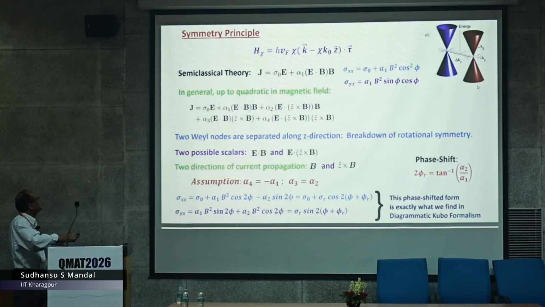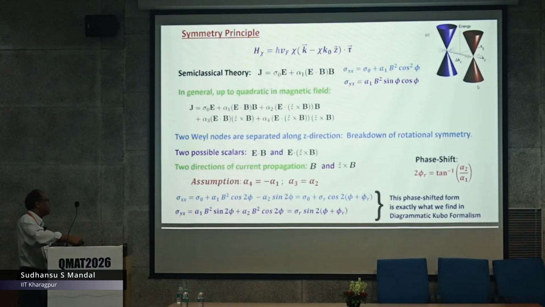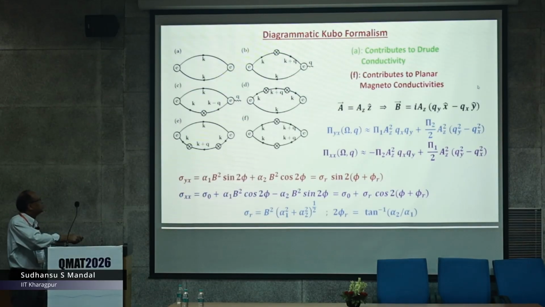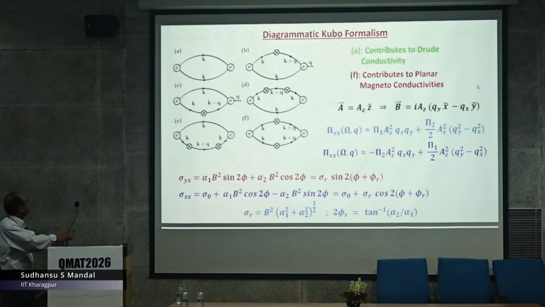This is an argument from the symmetry principle, but we will have explicit calculations using a diagrammatic Kubo formula, and we will show that this is exactly what is found by the diagrammatic Kubo formula. Okay, so these are the diagrams that you all know. This gives the conductivity. These are the vertices for the electric field. Now we have the magnetic field, so these are the magnetic field vertices.